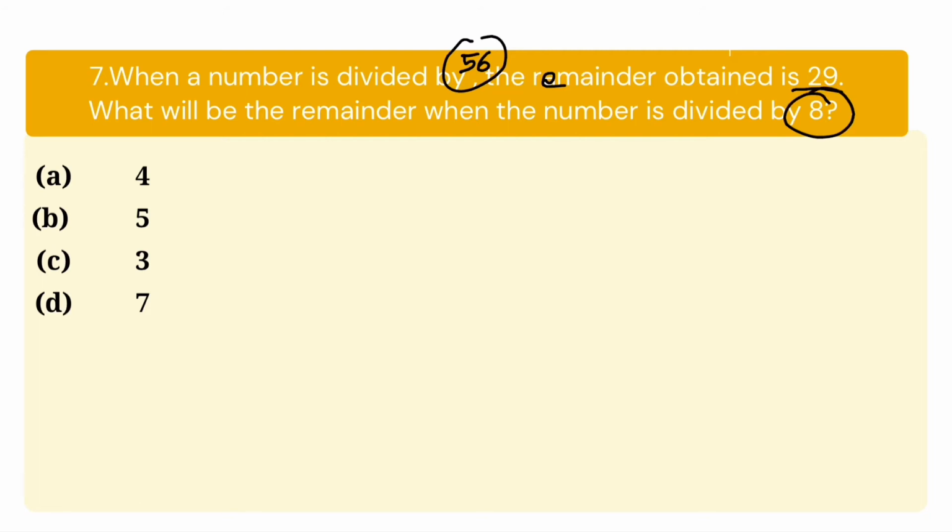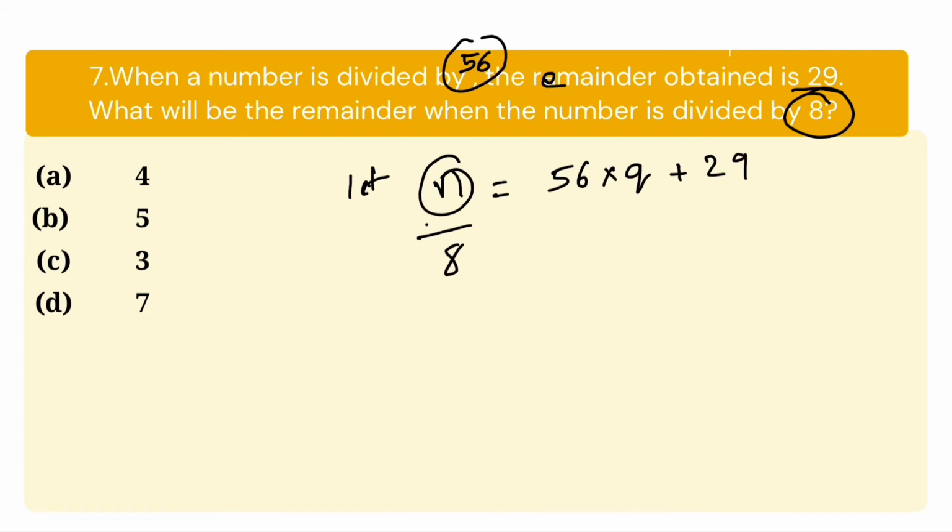So the question is, let the number be n. When it is divided by 56, with some quotient, you get remainder 29. Now when the same number n is divided by 8, so you have to divide by 8 on this side also, what will be the remainder?